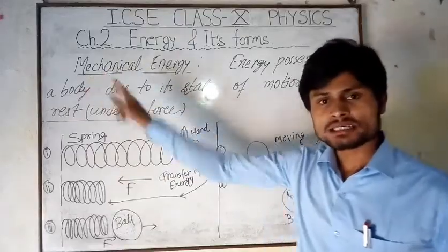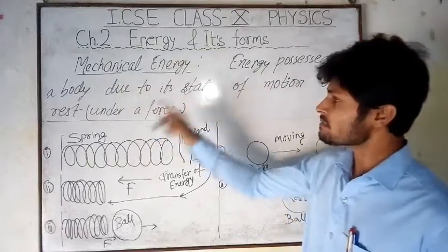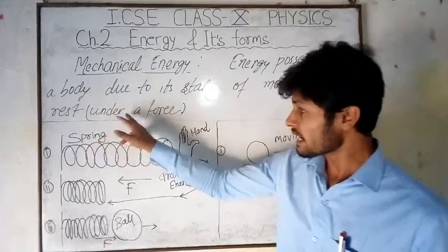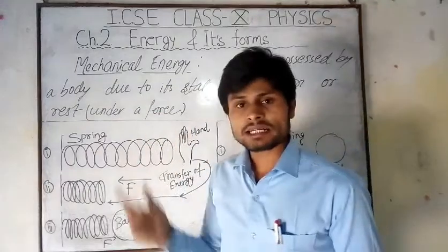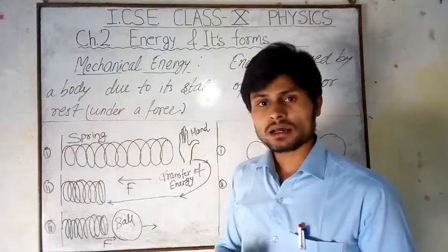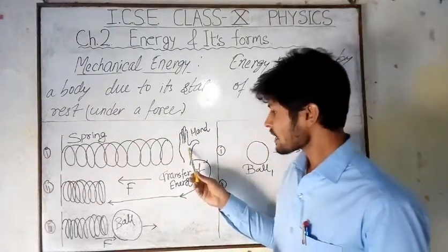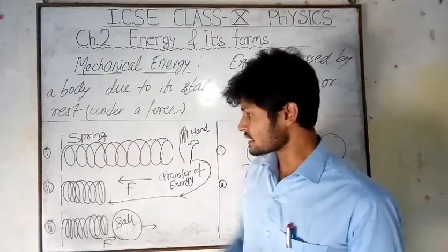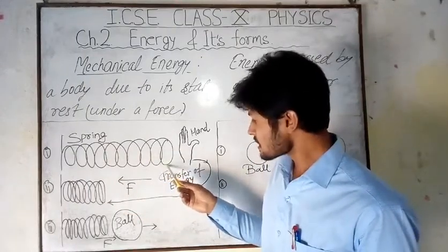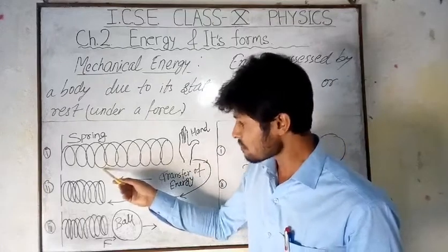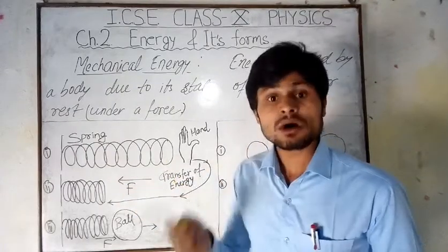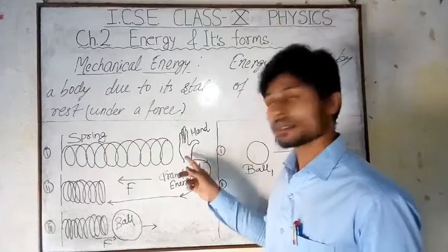See, mechanical energy is a form of energy, and this is the energy possessed by a body due to its state of motion or state of rest under a force. We can understand this by taking an example. Suppose we consider a spring fixed on a wall. Now we apply a force by our hand on the spring to compress it. See, the coils of the spring get closer after pressing it. So this point of the spring is displaced to this point. There is a displacement, so force with displacement means some work is done. Who did the work? This hand did the work.